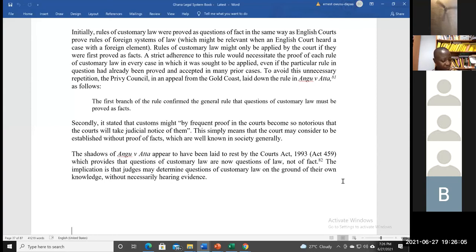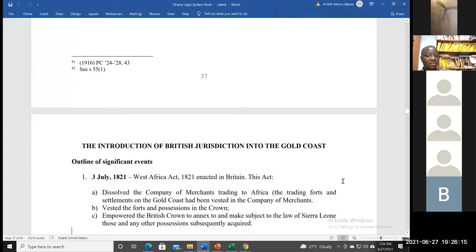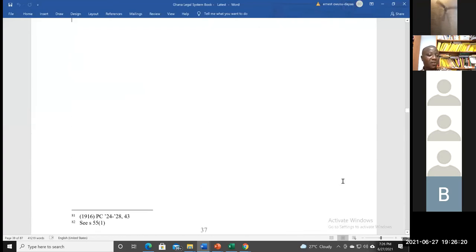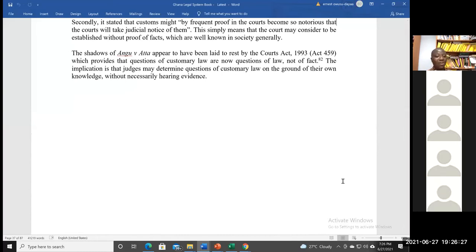On this note, I would like you to pay attention to the Courts Act. If you go to the Courts Act, I think section 54 and 55, I'd like you to look at it and pay attention to how, practically, the court goes about trying to determine whether an alleged rule of customary law is true or not. If you look at that, the procedure is spelled out over there.